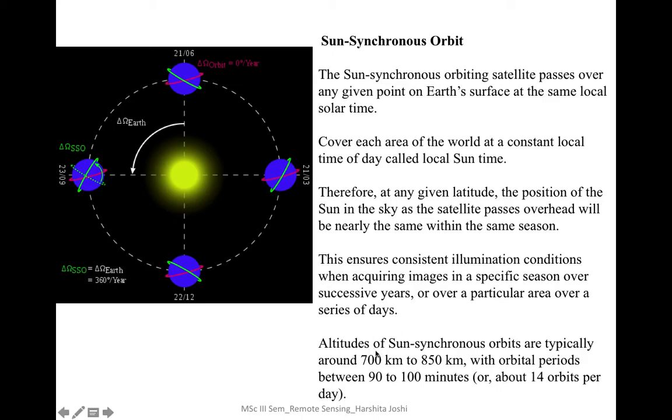They are put at an altitude of around 700 to 850 kilometers, and they take around 90 to 100 minutes to complete an orbit. So they take around 14 orbits, so they have a good temporal resolution also. And the images that we get are better in terms of illumination conditions also.